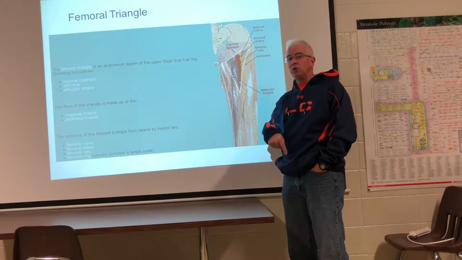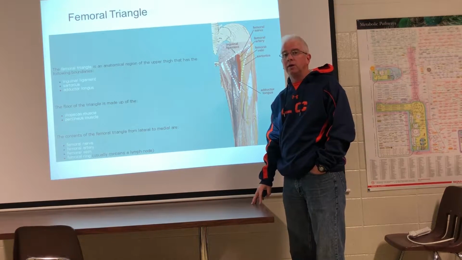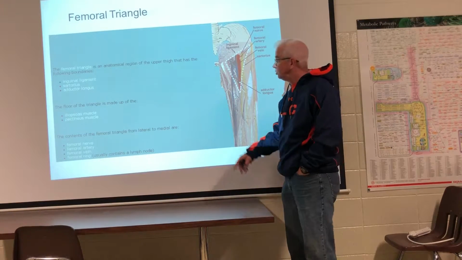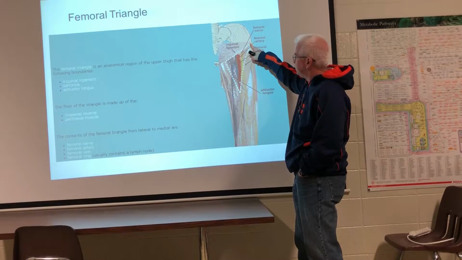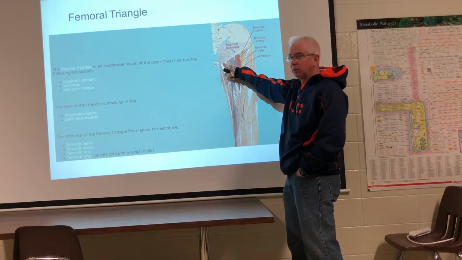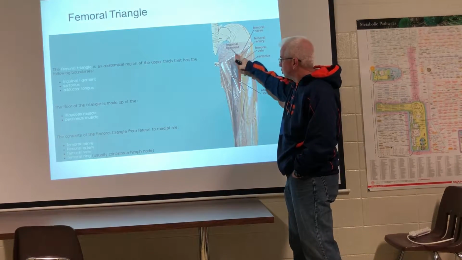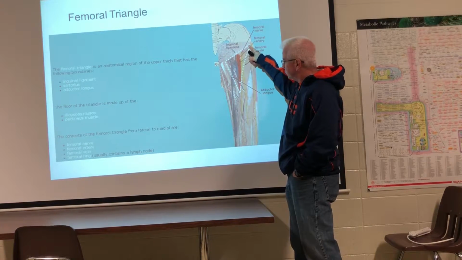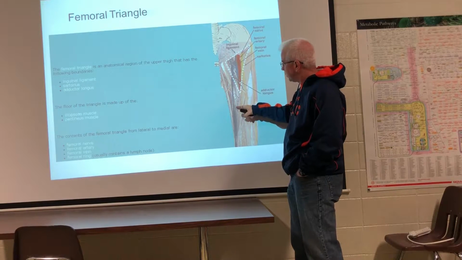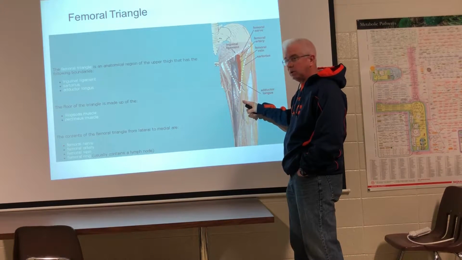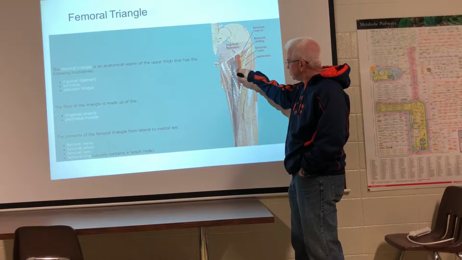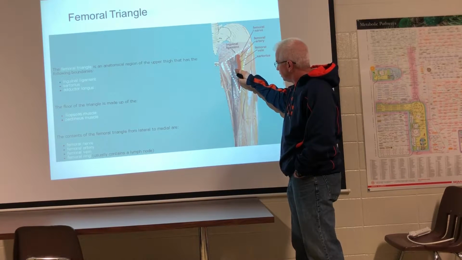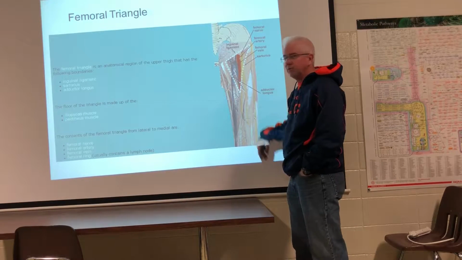Now, I taught you the inguinal ligament whenever we were looking at attachments of the abdominal muscles. And I told you it's attached here to the anterior superior iliac spine and down here to the pubic bone. A palpable structure. The inguinal ligament forms the superior border of this triangle, the sartorius forms the lateral border, and the adductor longus forms the medial border. In that triangle, you will find the femoral vein, the femoral artery, and the femoral nerve.